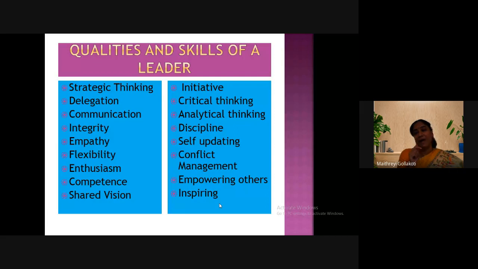And next, inspiring. Yeah, if you empower others, you will become inspiring. That is the easiest method. Mostly people get inspired by people who lift up others along with them, isn't it? So that is why be inspiring also. Okay, next, please.